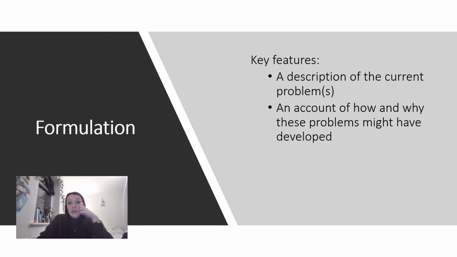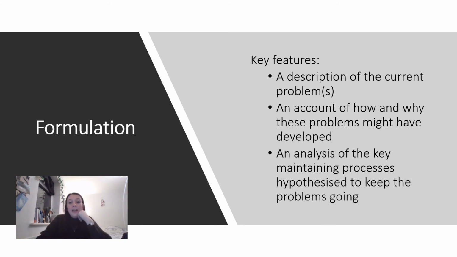So an account, it could just be, you know, asking the client, so where do you think that some of these issues started to develop? Where do you think some of these issues came from? So then you have an account, and you can pick out some relevant information, things that seem significant to you. And then basically a formulation is an analysis or a mapping of the key maintaining processes hypothesized to keep the problems going. So what is the problem? How did it develop? Like, where did it come from? Is there any trigger points to it? And what maintains it? What keeps that problem going?